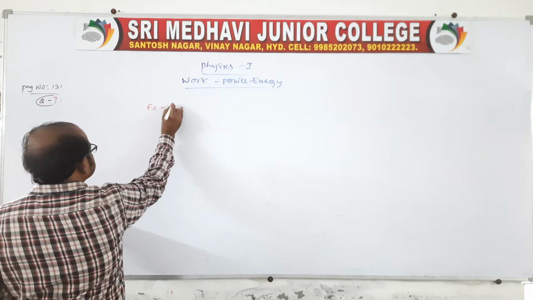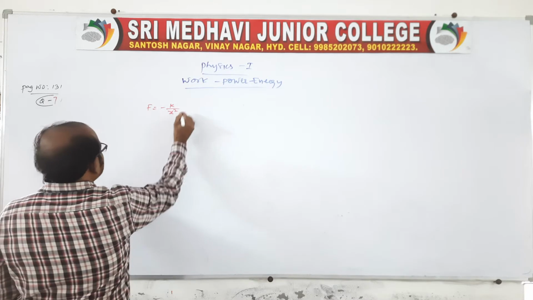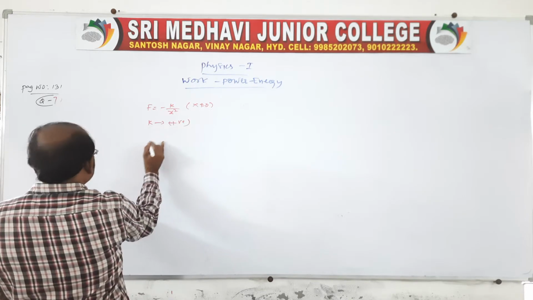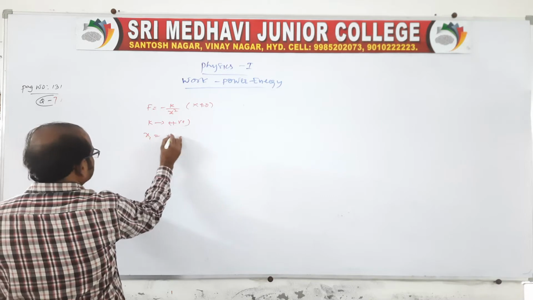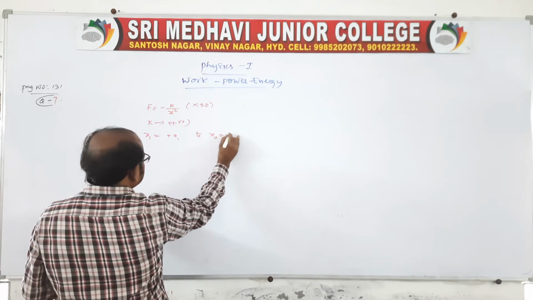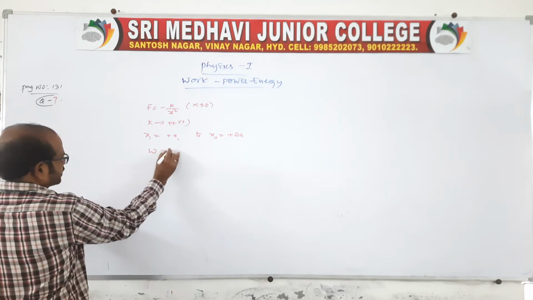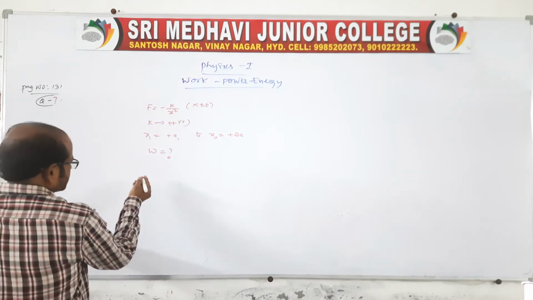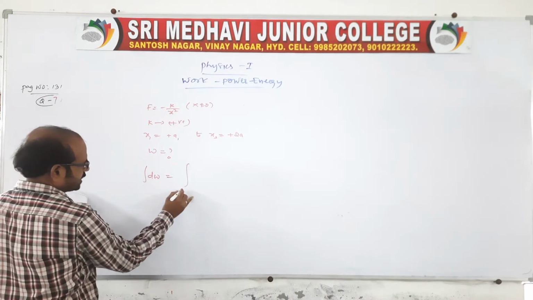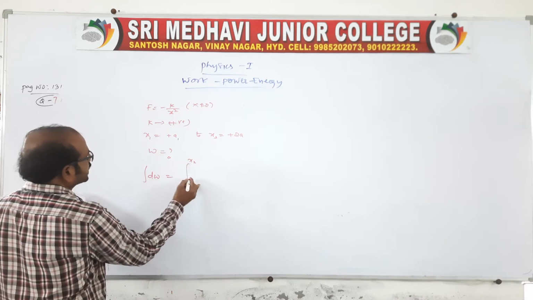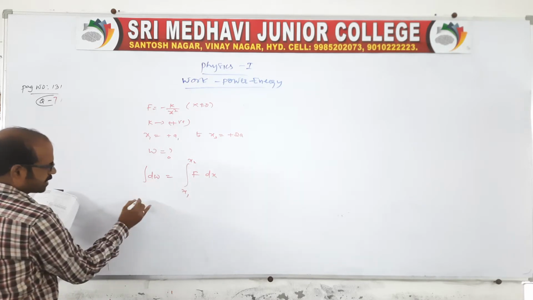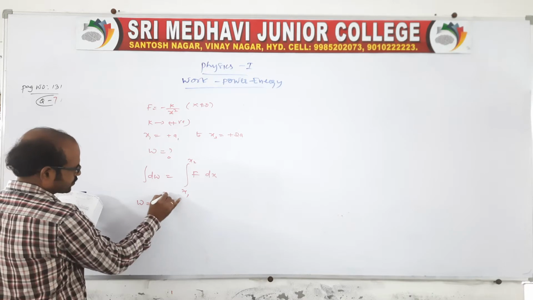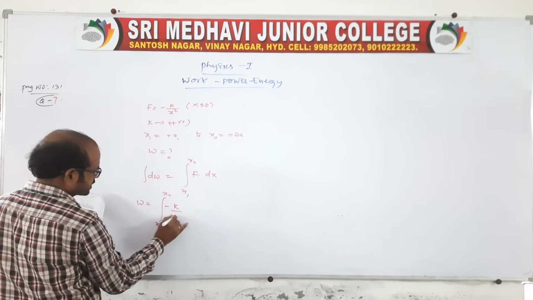F is given as minus k by x square, where x is not equal to 0. K is taken as positive, and the x values are given: x1 is equal to plus a, to x2 is equal to plus 2a. Then find the work done. Of course, there is a variable again. You take the same integration method. Integral dw is equal to integral from x1 to x2 of f into dx. So, as I told you in the previous problem, W is from x1 to x2, f will be minus k by x square into dx.